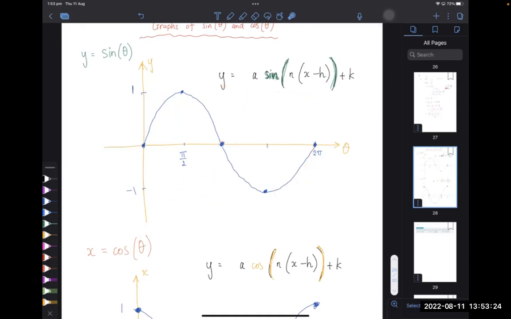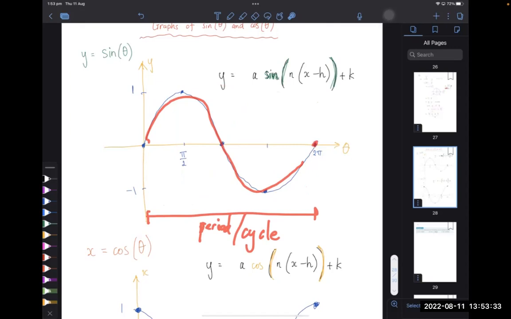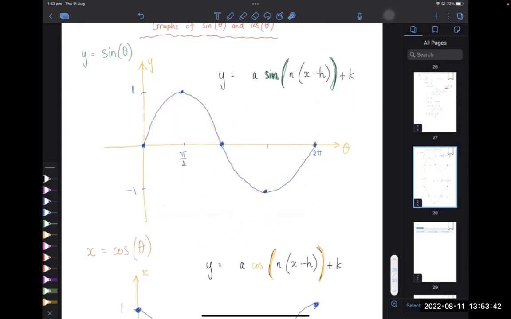Now, this here is what I call a period or a cycle, because it goes from start to finish. As soon as I get up to here and I continue, notice I'm repeating the pattern. So it's important for us to identify how many repeated cycles we have and how long it takes for us to finish one cycle. I'll label this in this color here. From here to here, that's one period or a cycle. And the way we calculate that is 2 pi over n.